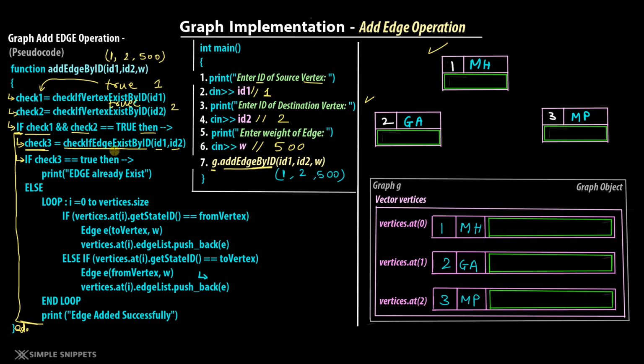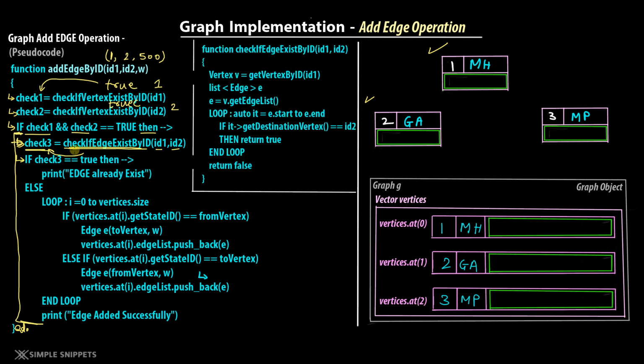So what we'll do is we will pause this function operation over here, that is the add edge by ID will be paused at this step, and now we will call check if edge exists by ID first. Let's see how and what we have inside this function. And then once this executes, we'll come back and resume the execution from over here. So when you call this check if edge exists by ID function, this is that function. Over here you pass ID1 and ID2. ID1 is 1, ID2 is 2. This is what we've passed, right?